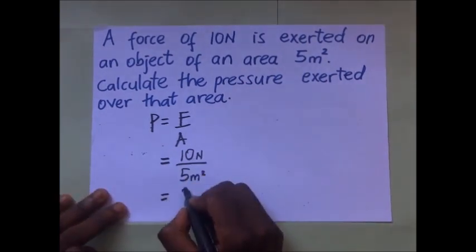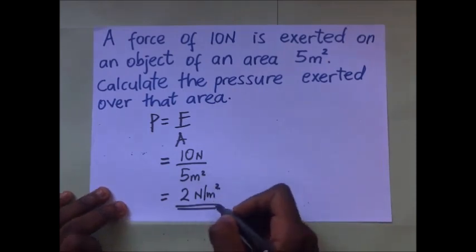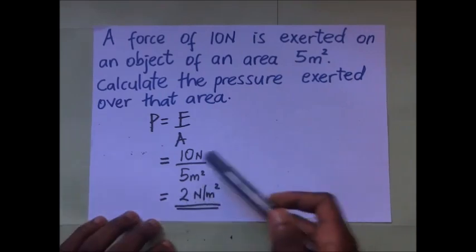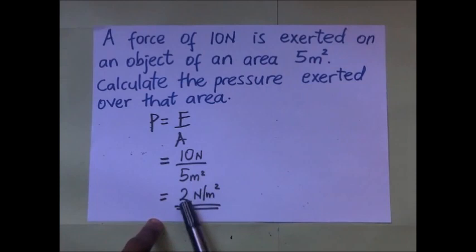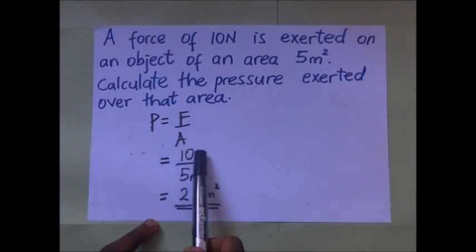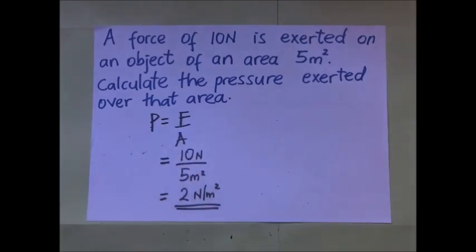So definitely our answer here is going to be 2 newtons per meter squared as our pressure, which can also be 2 pascals. Our force is in newtons, our area is in meters squared, so it is 2 newtons per meter squared. Now, should you be given a question where instead of giving you the force directly, you've been given mass, it means you're supposed to first find the force. And we know that force is equal to mass times acceleration.